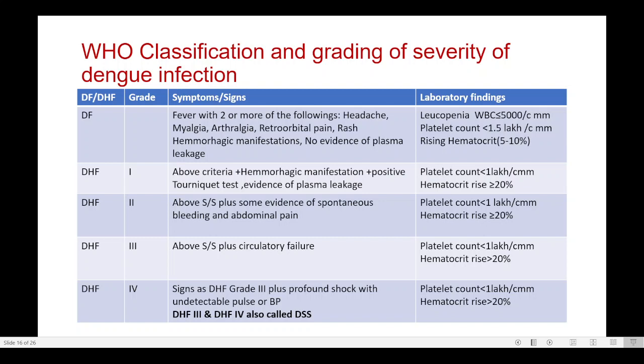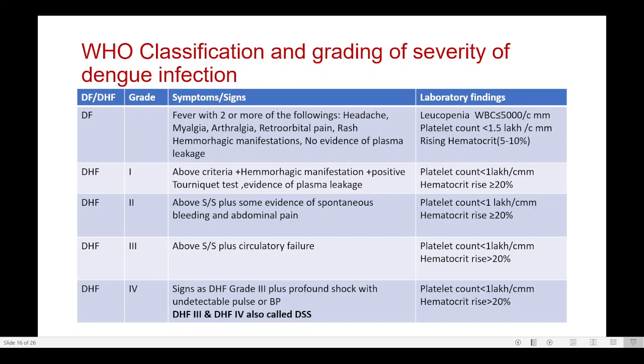First, dengue fever, as we have already told: fever with two or more of the following, then dengue fever is diagnosed along with laboratory findings. Clinically: headache, myalgia, arthralgia, retroorbital pain, rash, hemorrhagic manifestation. There is no evidence of plasma leakage, which is associated with leukopenia, less than 5000 WBC count per cubic millimeter, platelet count 1.5 lakh per cubic millimeter, and rising hematocrit, but it stays within 5 to 10%. This hematocrit rise stays within the 5 to 10% limit.